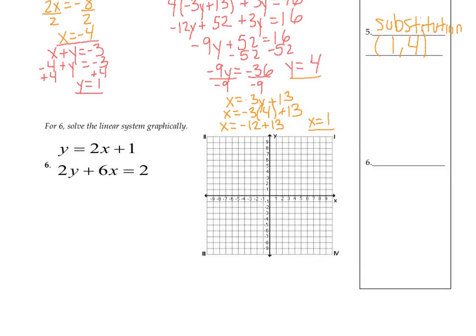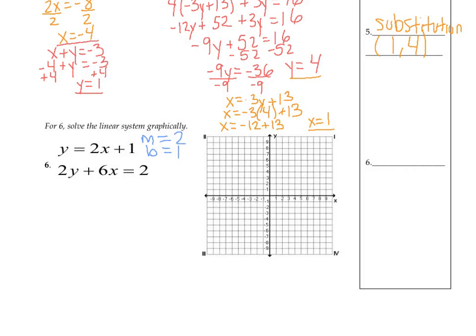Number 6's directions tell us to solve the linear system graphically. So to help us solve a system graphically, the easiest thing to help us is to list our m and our b. So that first equation that gives us y equals 2x plus 1, we can easily list our m and b because it's in y equals mx plus b form. So our m in this equation is 2 and our b is 1.